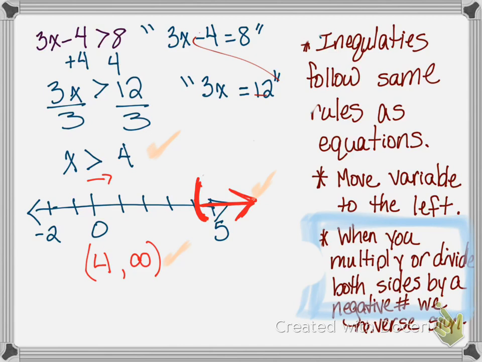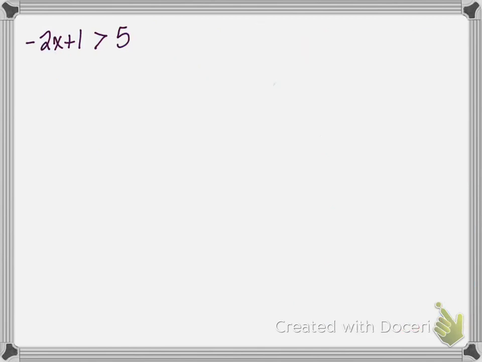Okay, let's do the next one. Can I go off this screen? Okay. Here I've got -2x plus 1 is greater than 5. So I'm still going to isolate my variable. I am going to do that by subtracting 1 from both sides. Then I'm left with -2x is greater than +4.